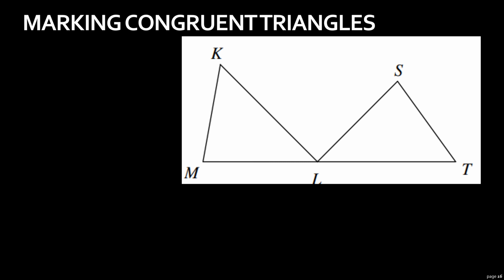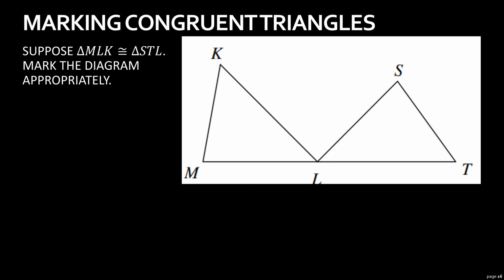So the next thing that we're going to be looking at is marking congruent triangles. So suppose triangle MLK is congruent to triangle STL. So I want to mark the diagram appropriately. And you're probably wondering, well, these don't look congruent. Well, I would say this. Don't look at the diagram and just go by your eyes. Go by the math. If they're telling you that the two triangles are congruent, go with that. Not all diagrams are necessarily going to be drawn to scale. And keep in mind that these two triangles could be in a different orientation as well.